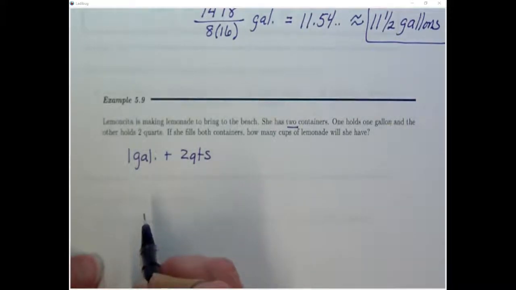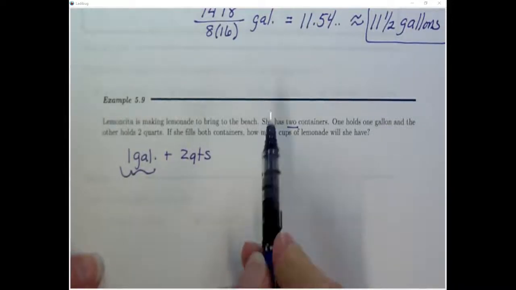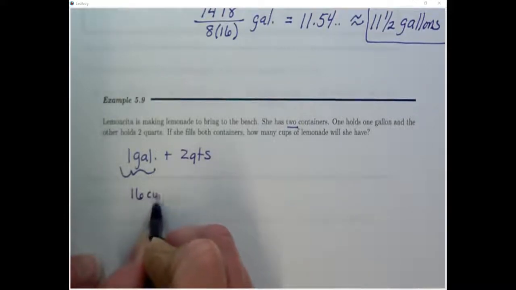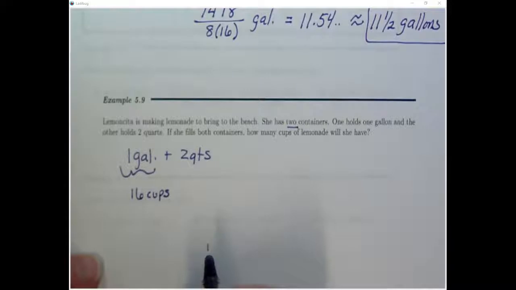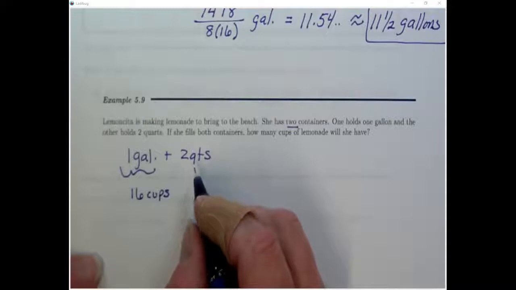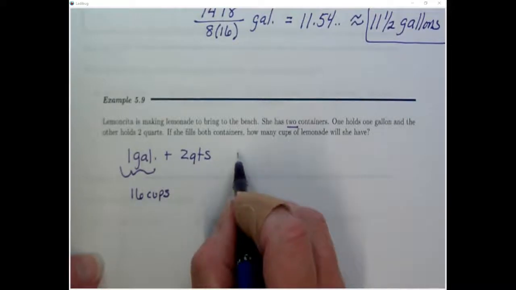So first we're going to look at how many cups are in a gallon. So we can figure that out. We just did a similar problem where 1 gallon equals 16 cups, so we know 16 cups here. And then we have 2 quarts. Let's see. We have to do a conversion for that one, so we'll do that over here.